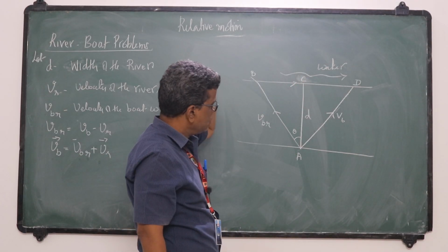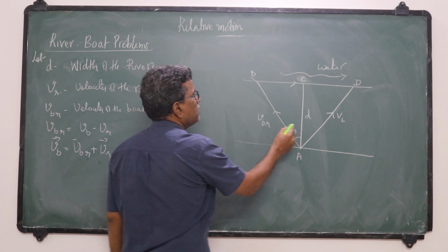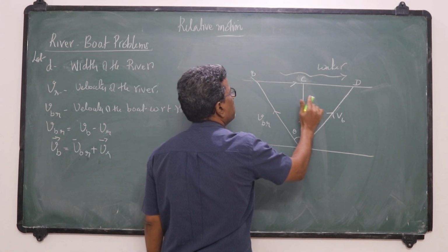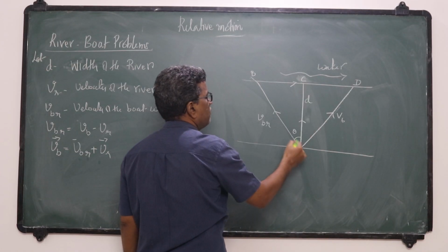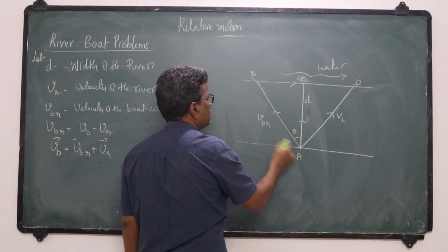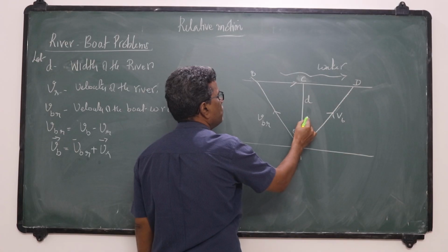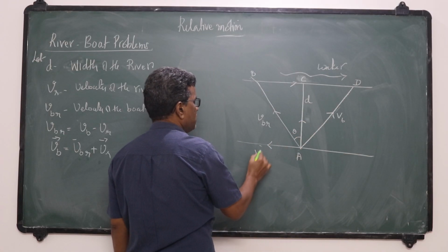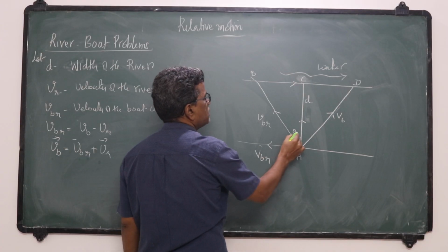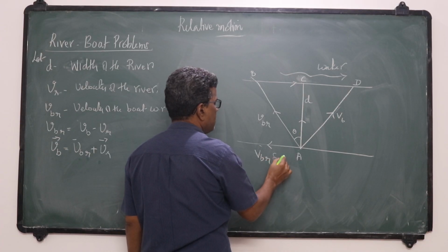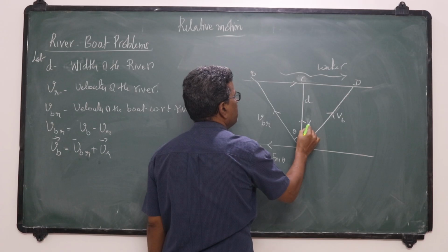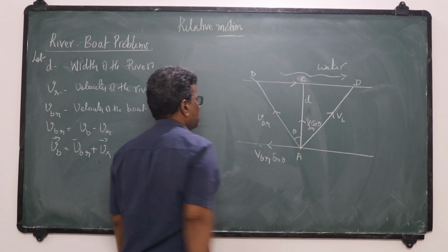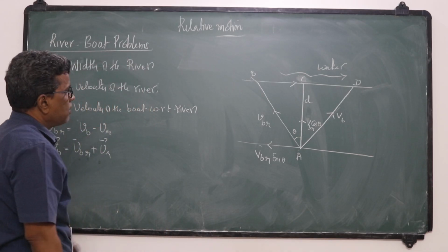So, this VBR is resolved into two components. This is the width D, the width of the river. This VBR is resolved into two components, this component and this component. If this is theta, this component becomes VBR sin theta. This component becomes VBR cos theta. So I want the time taken to cross the river.